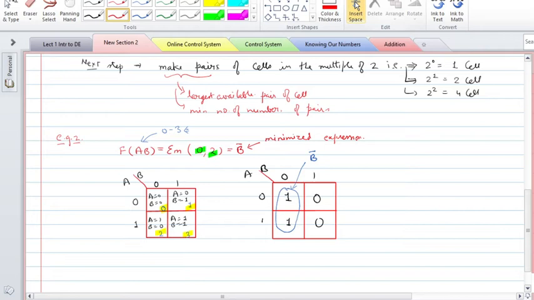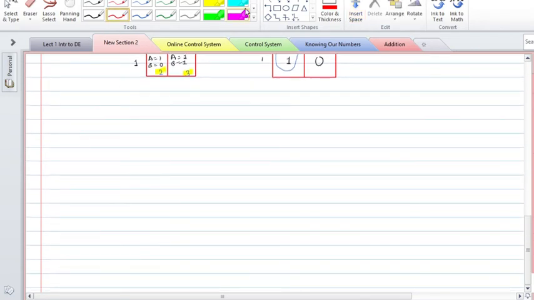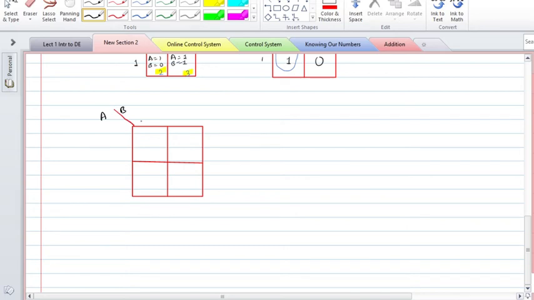So the answer will be equal to B bar, and this is the minimized expression. So possibly there are different possible combinations available. A B, 0 0, sorry.